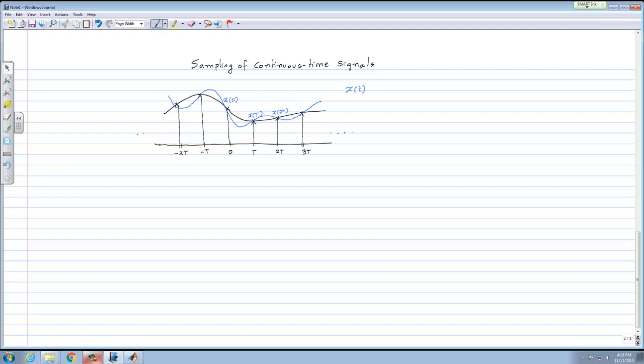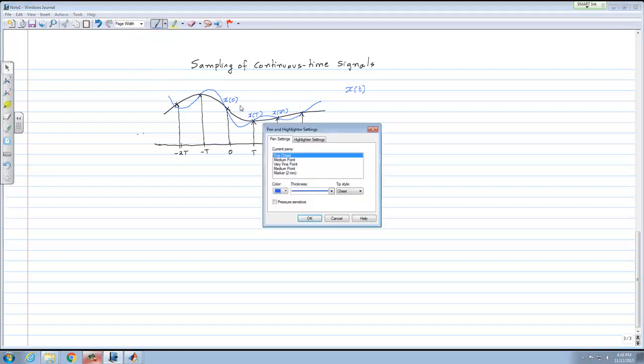When I say recover, I want to recover it correctly, or I want to make sure that there is a unique x of t that resulted in these samples. So clearly that's not possible if I just ask this question to you. I have to put some more restrictions on x of t to be able to recover x of t exactly from the samples. And it turns out that all we really need is for x of t to be band limited.